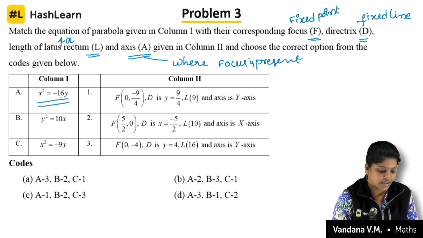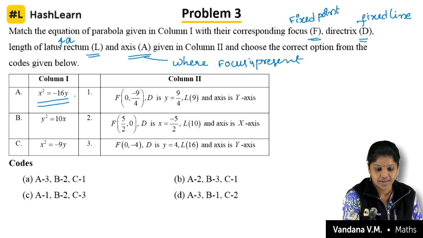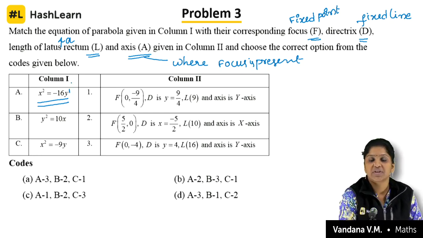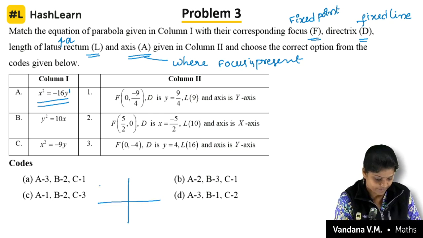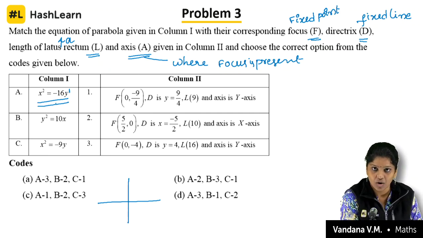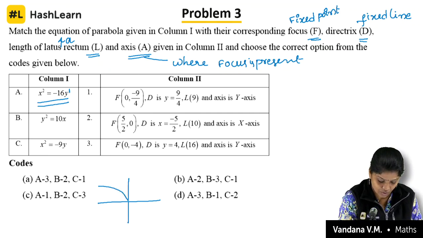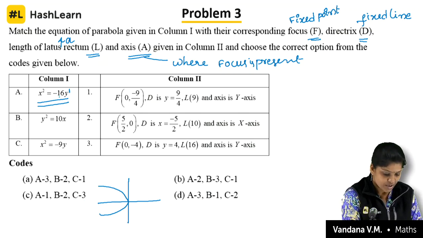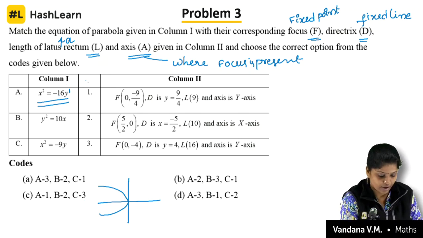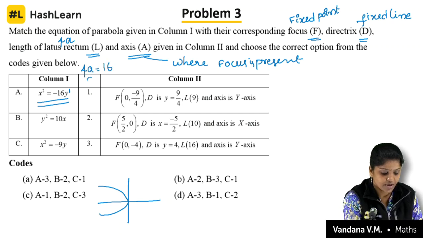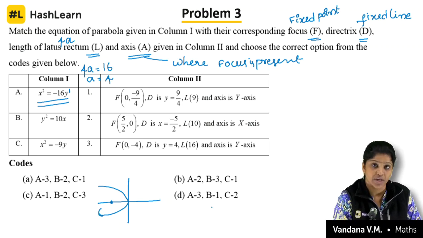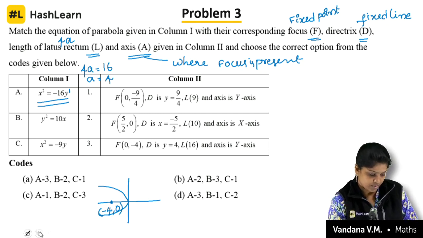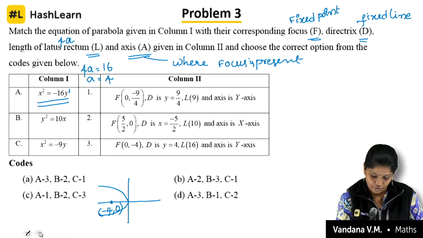So quick. x square is equal to minus 16y, which is linear. y value is linear. So first one, it is symmetric along the y-axis, negative is there, so this should be like this. Now equate this to 4a. 4a is equal to 16, a is equal to 4. So focus is, it is on the negative side of the y-axis, 0 comma minus 4.